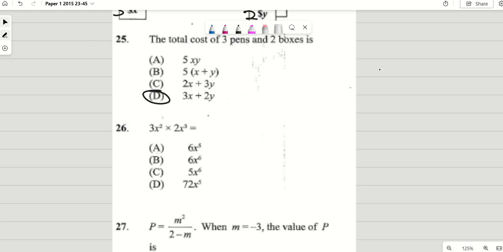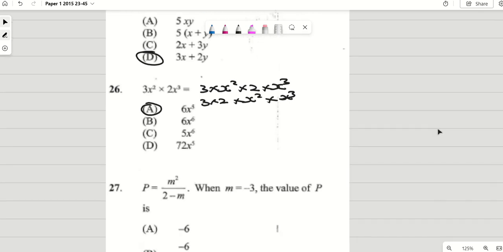I believe it's 6x to the power of 5, but let's just look at it. It's 3 multiplied by x squared multiplied by 2 multiplied by x cubed. That's 3 multiplied by 2 multiplied by x squared multiplied by x cubed. 3 twos are 6. 6 multiplied by, if my bases are the same, I add my powers. That's 3 plus 2 is 5. So the answer is A.